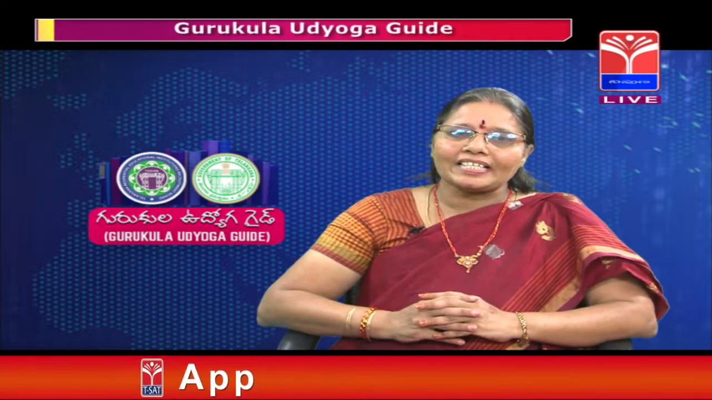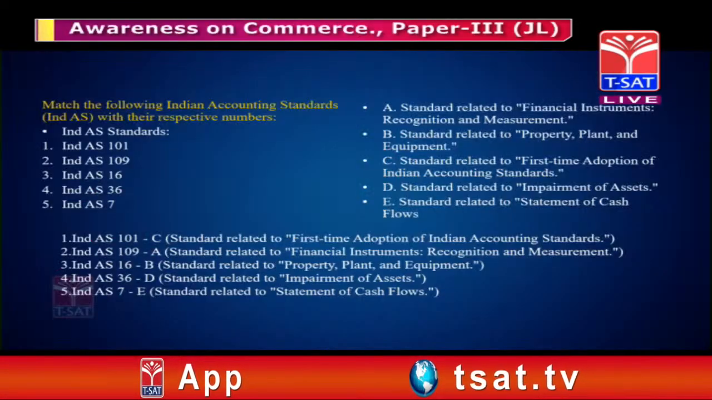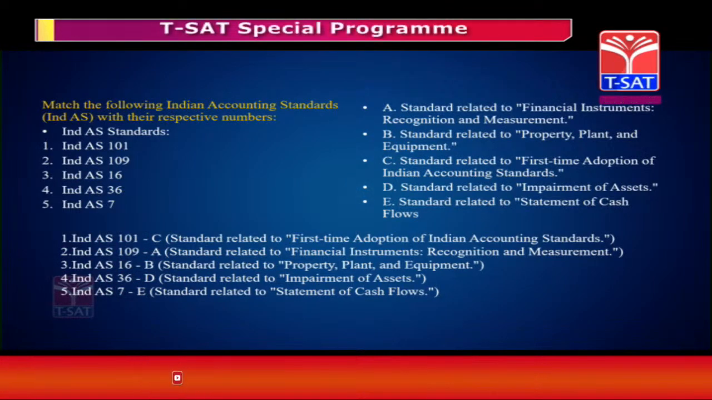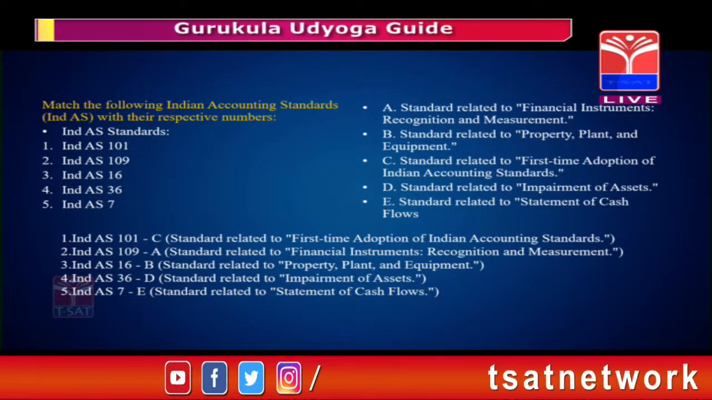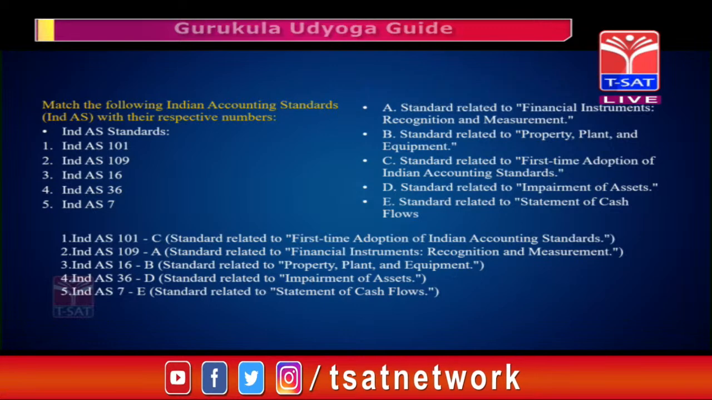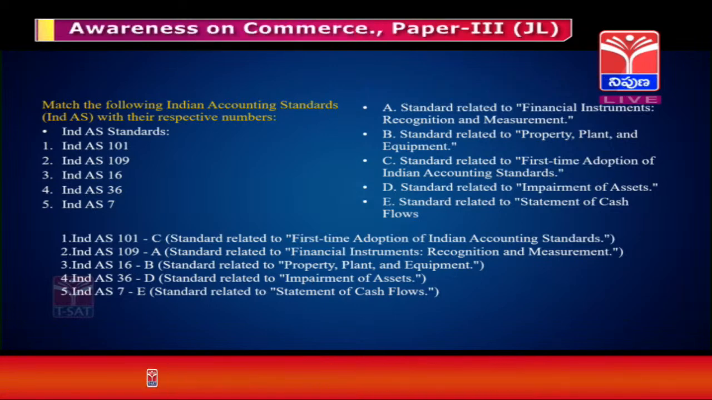Then the next one is Ind AS 36. 36 talks about the impairment of assets. Then your AS 7 talks about the statement of cash flows, which is mandatory as a reporting requirement in accounting.